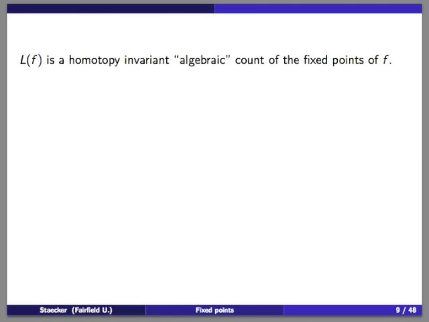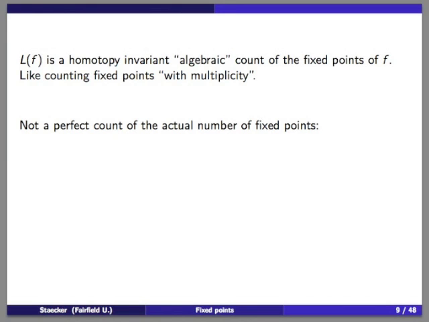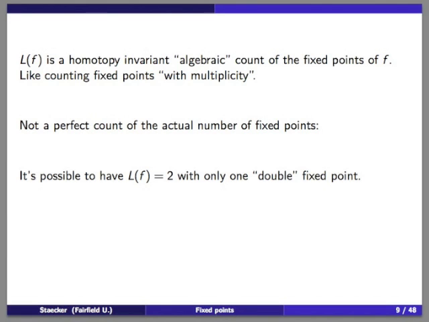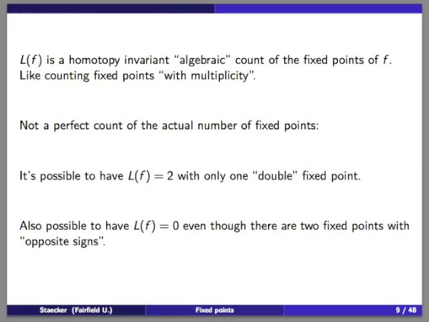So we should think of the Lefschetz number like a homotopy invariant algebraic count of the fixed points of f. By that I mean it's like you're counting the points with multiplicity. So it's not actually a perfect count of the actual number of fixed points. That's because, for instance, it's possible to have the Lefschetz number be 2 with only one fixed point, which is like a double fixed point. And also it's possible to have, say, the Lefschetz number be 0, even though there are 2 fixed points with kind of opposite signs that can cancel each other out in the sum of the traces.